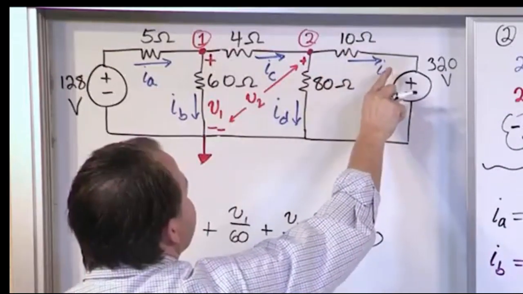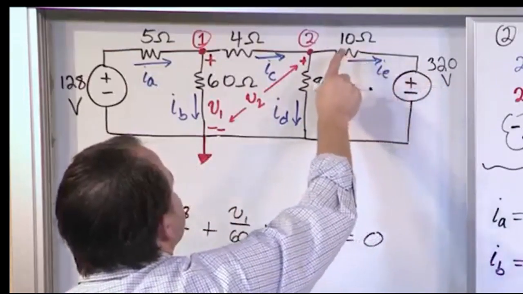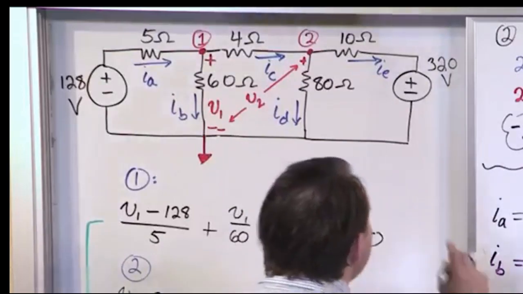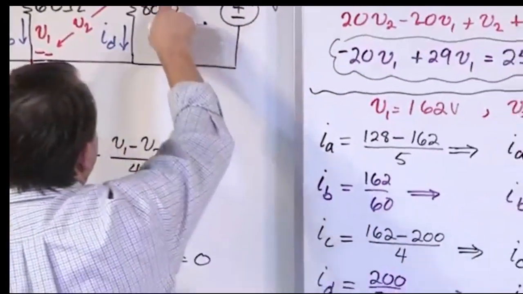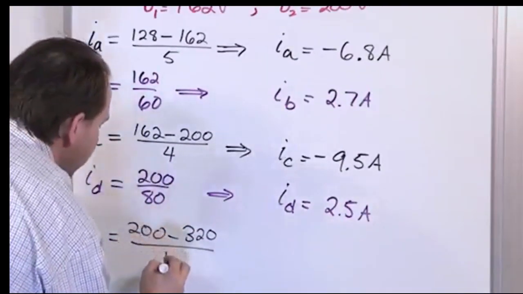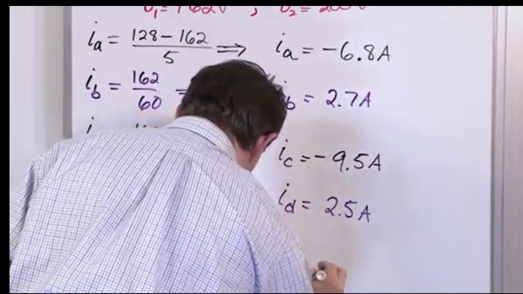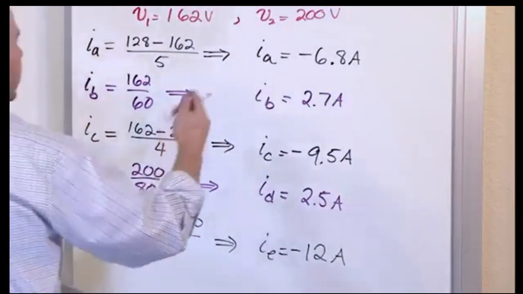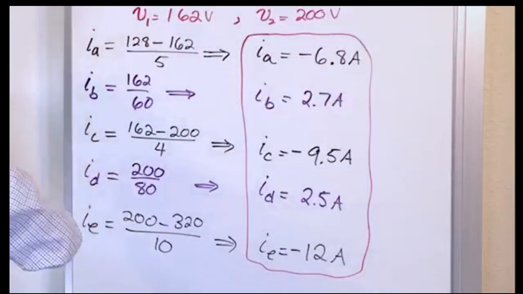So again, it's drawn this direction, so we need to sort of pretend this node voltage is higher. We'll take this node minus this node, divide by here. So this node voltage is V2, that's 200, minus this voltage drop here is 320. That gives me the voltage drop across this 10 ohm resistor, so I divide by 10. And finally, 200 minus 320 gives me a negative number. Divided by 10, I sub E is equal to negative 12 amps. And this is really what we're asked to solve for, all of the currents. So those are the final answers.